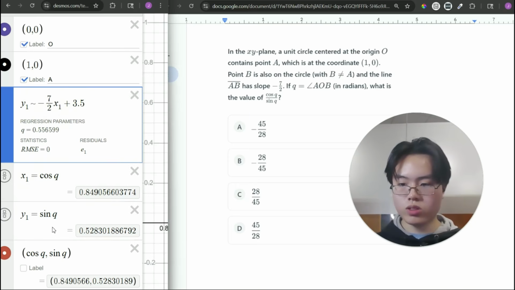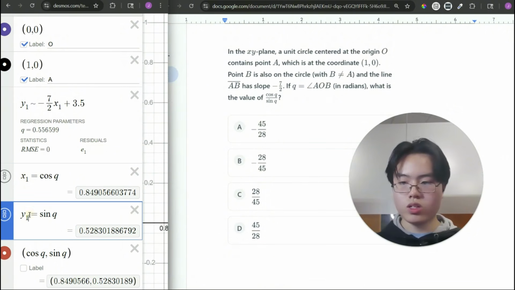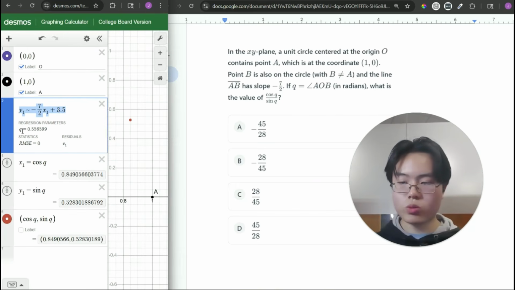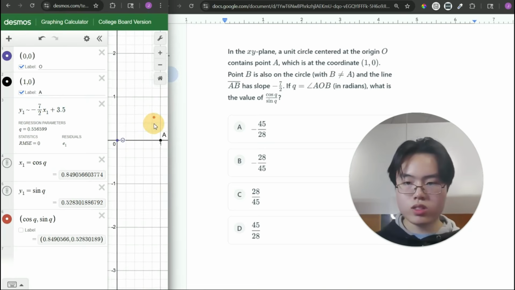So basically what we're doing here is finding a point where the x coordinate is cosine q and the y coordinate is sine of q that is on this line. And that's exactly what we want, right? So that's why this works. And it tells us what q is.